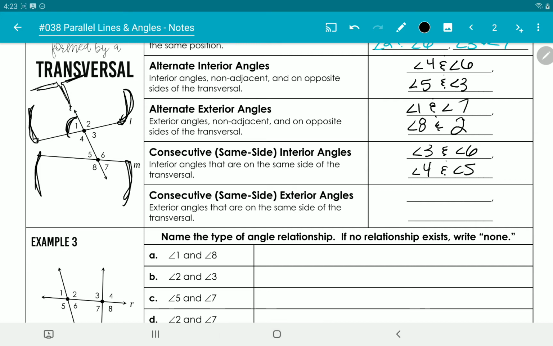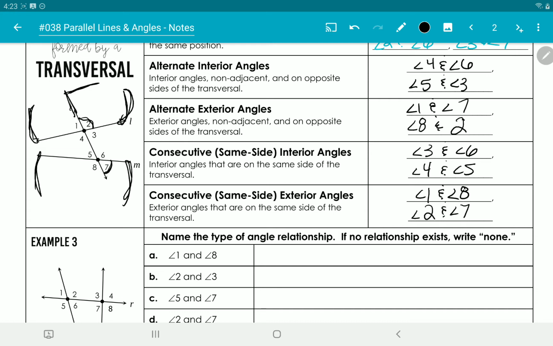So we have 1. If we look at that, it's going to have to be at the same side of the transversal, so it's also going to have to be over here. And it's going to be on the exterior. So we have angle 1 and angle 8. Okay? And then if we look at the other side, we look at angle number 2. Again, it's going to have to be on this side of the transversal. And it's going to be on the outside, so it's going to be angle 7.